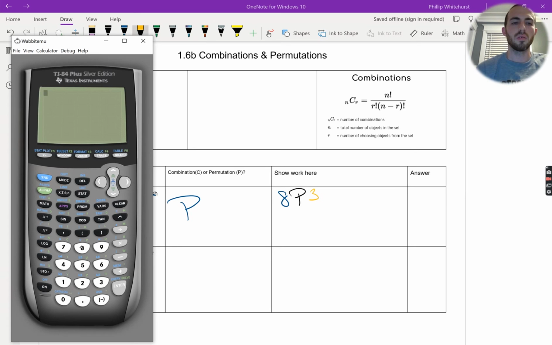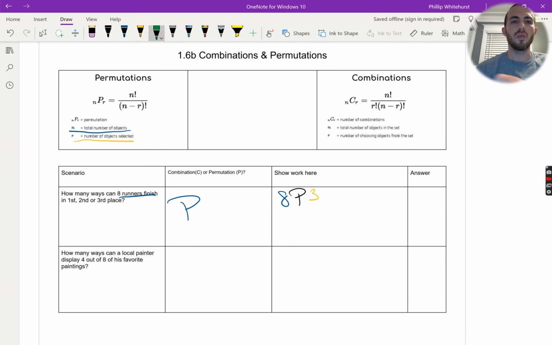So first we put the total. To get to permutations, we hit math, hit the left arrow key, go down to NPR, hit enter, and just like we wrote handwritten, we got to put the 3 there. So that means there are 336 permutations of how these 8 runners could possibly finish in first, second, and third.